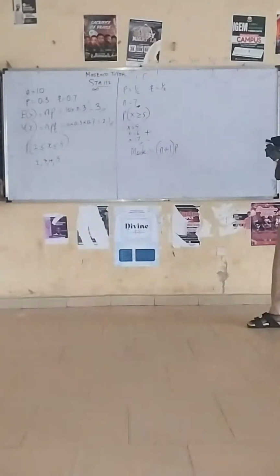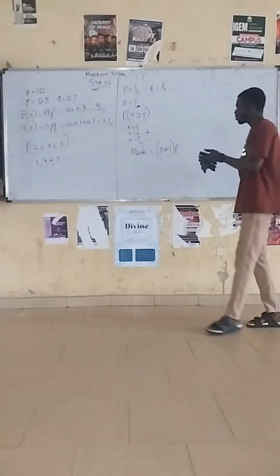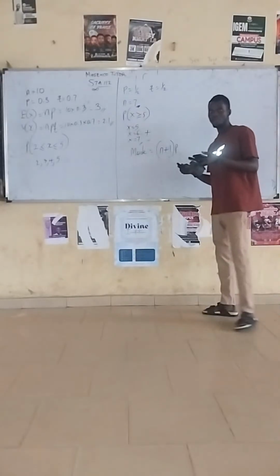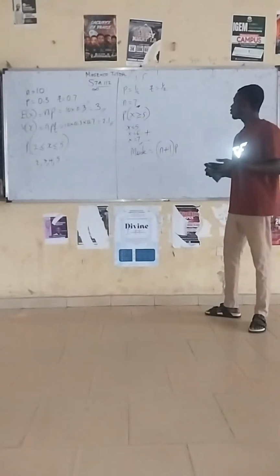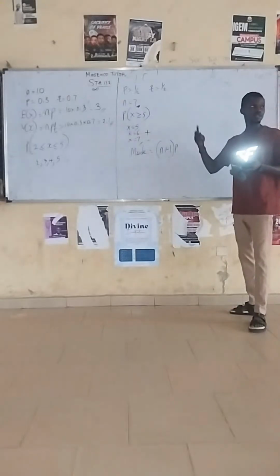Number 13 is hypergeometric, 14 is Poisson, 15 is also Poisson. Normal. Okay, I'll just give the formula. Now, for number 13, what's the formula for hypergeometric?